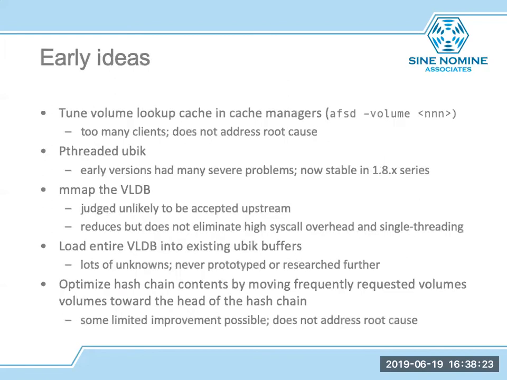Well, we went through a number of ideas. One thing you could do is go out and tune your cache manager to not look up volumes so frequently. You could give it a bigger volume cache in the cache manager. That's the -volumes parameter in AFSD. You could make that bigger, and so you wouldn't have to evict one volume in order to look up another one. But if you have to do that for 100,000 clients or 140,000 clients, that gets tired real fast. And what if you need to do more later? So this is not a real answer.